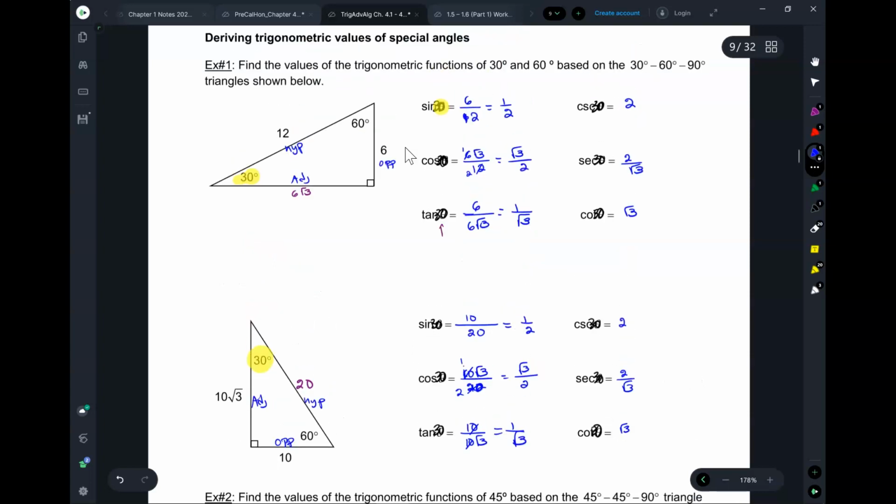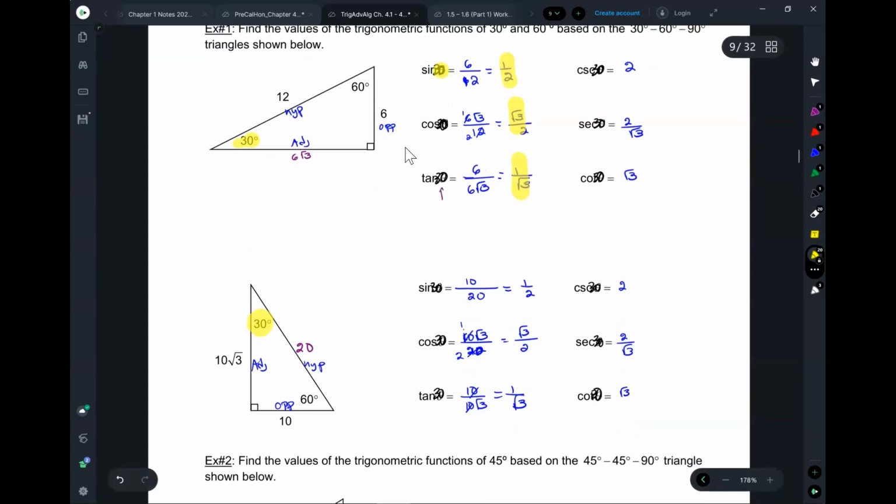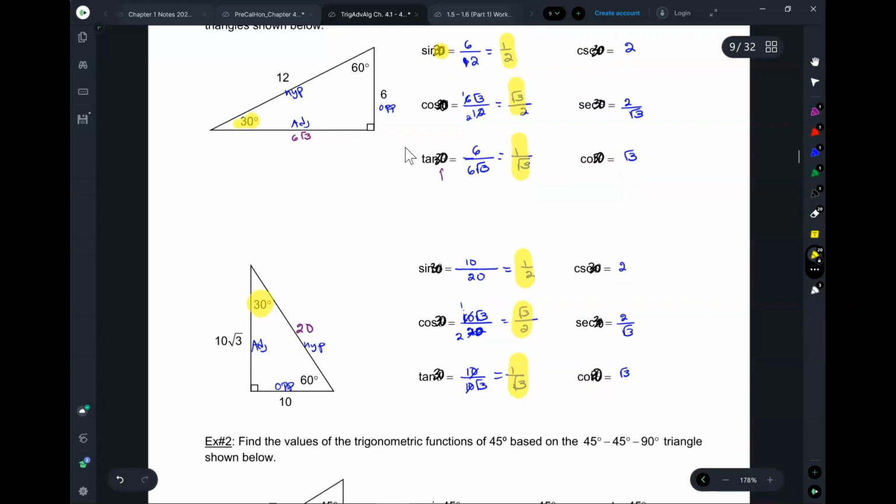Okay, so what do we notice? Take a look here. In a very different triangle, sine, cosine, tangent of 30, and here sine, cosine, tangent of 30, what do you notice? Well, they're exactly the same, right? So the moral of the story is it doesn't matter what the triangle looks like. As long as you're looking for, let's say, the cosine of 30, you're always going to get the same value. The secant or the cotangent of 30, you're always going to get the same value.